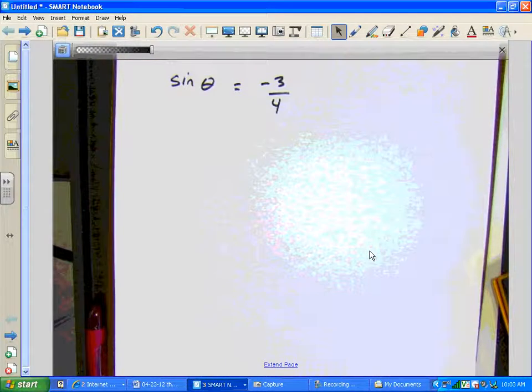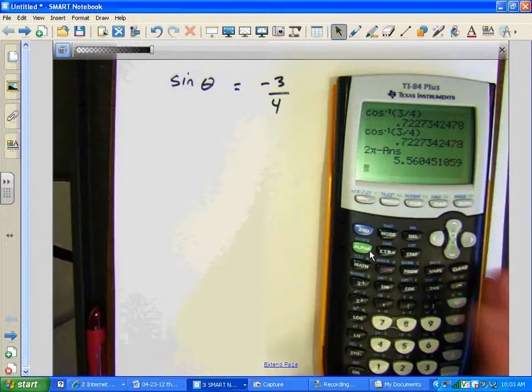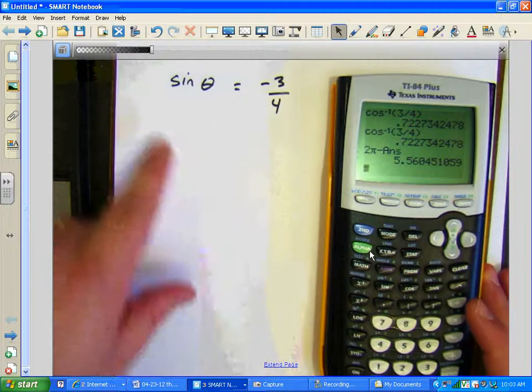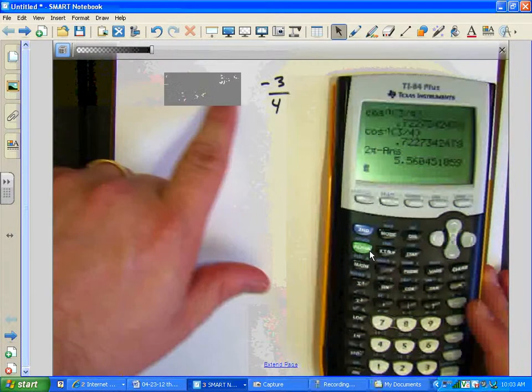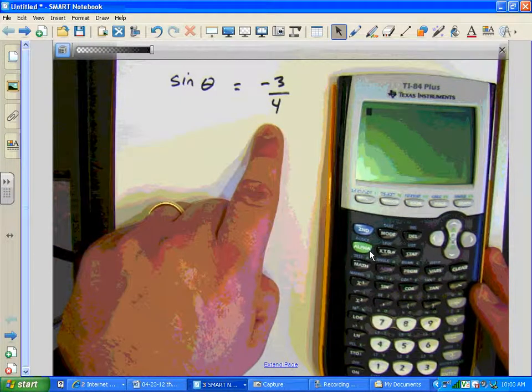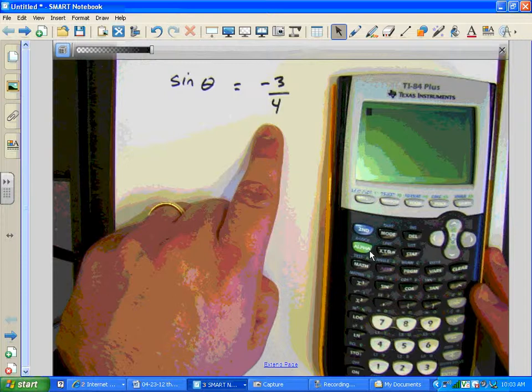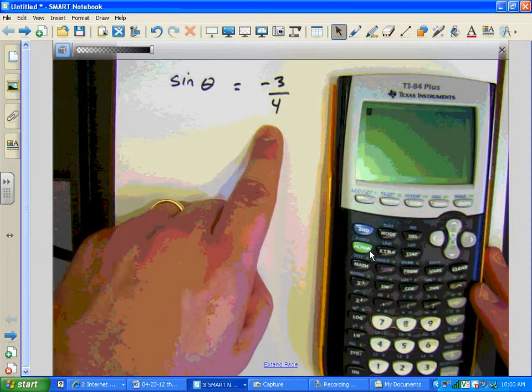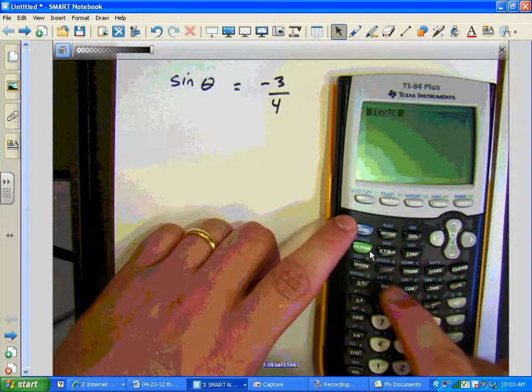And while I'm calculating this, y'all think about what quadrants my answers are going to be in. Where is sine negative? Third and fourth, right? Okay, sine will be negative in the third and fourth quadrant. Now, let's do inverse sine of negative 3/4.